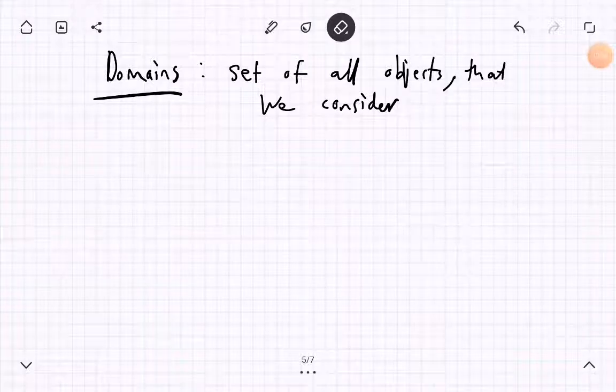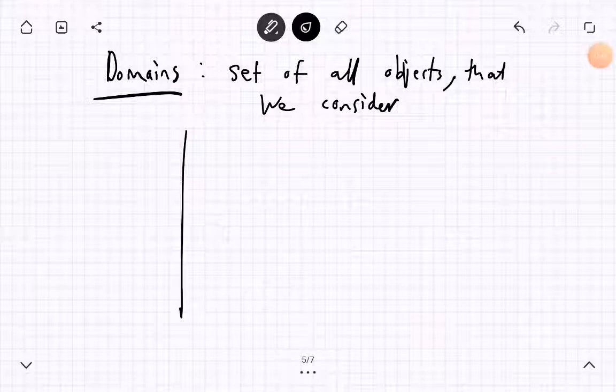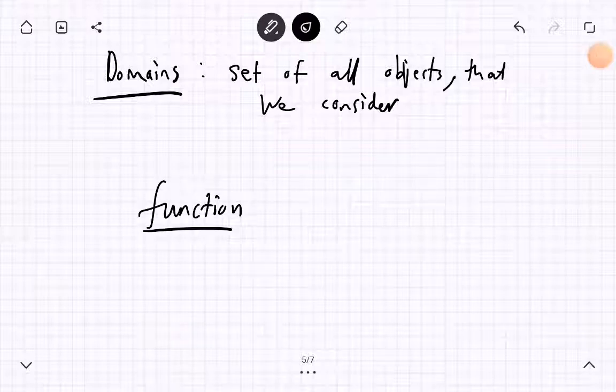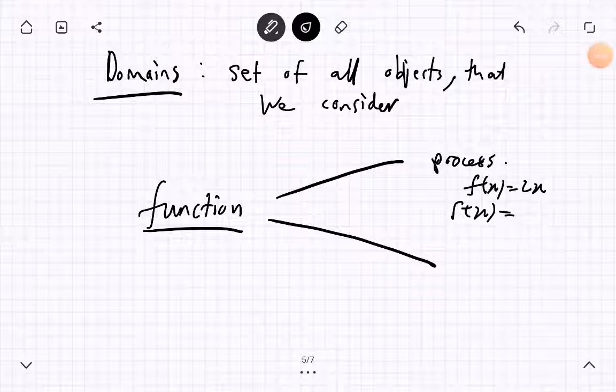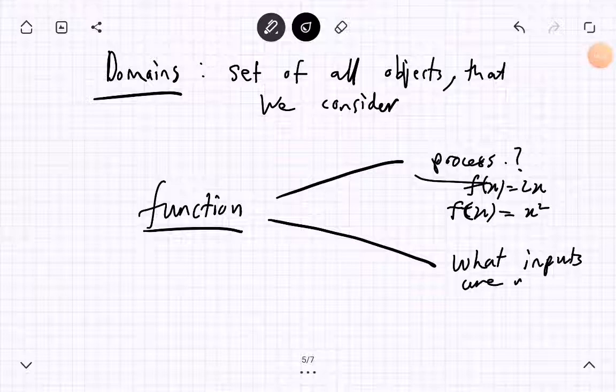Speaking about that, a function is pretty much defined by two things. Of course, the first is the process. What are you doing to the number? Are you multiplying it by 2? So it's like f(x) equals 2x, or f(x) equals x squared, and so on. Defining what the function is doing. So that's the process. The second question you need to answer is, what inputs are we putting in? Normally we get to decide this.